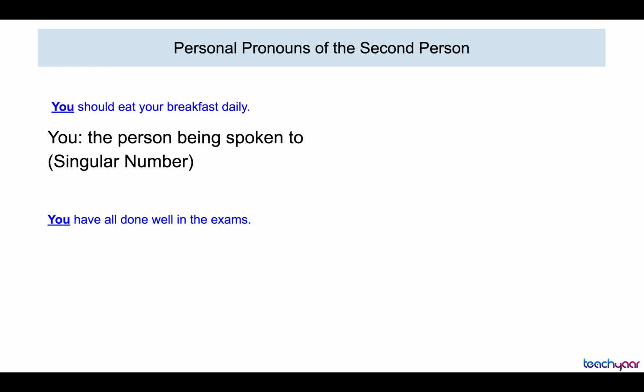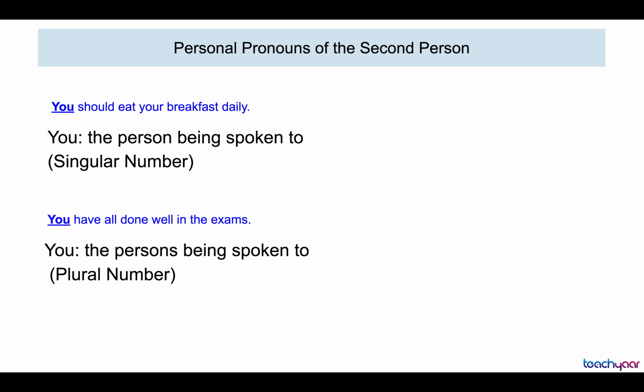Take another sentence. You have all done well in the exams. So, maybe it's a teacher in class. And what does the teacher say to the students? He says, you have all done well in the exams. Now, what is this you? You refers to the people or the students being spoken to. But now it is plural because it is you have all done well. So there are maybe 40 students, 50 students in the class, and the teacher is talking to all of them and using the same pronoun you. So you is used for singular as well as plural.